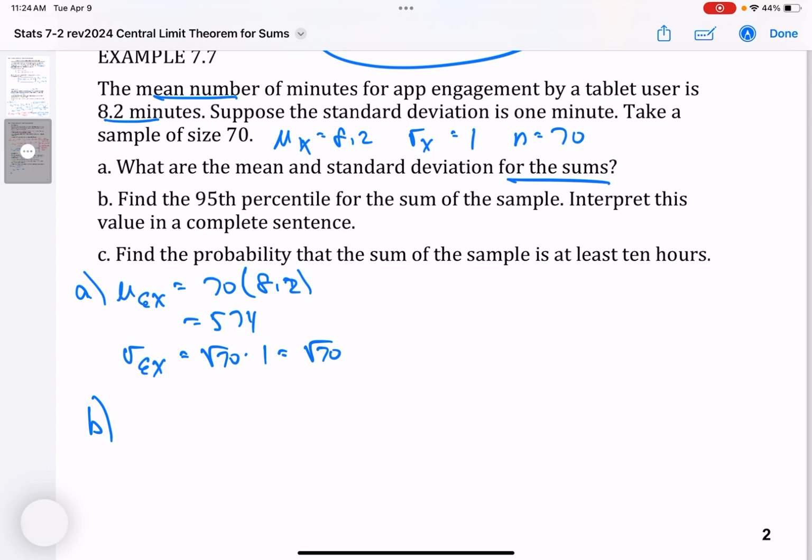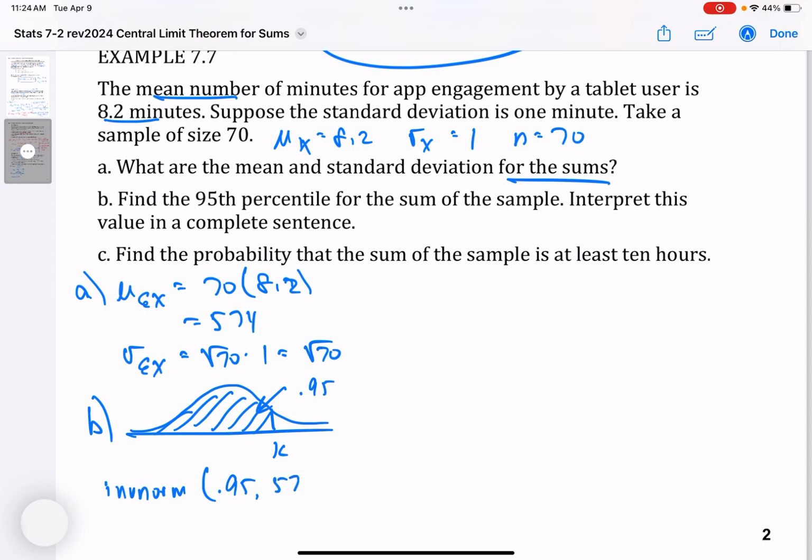So part B, find the 95th percentile for the sum of the sample and interpret this in a complete sentence. So for the 95th percentile, we're looking for this value here, and we want this area to be 0.95. So like our last question, we use the inverse normal, with 0.95 as our area. Our mu is 574, and our standard deviation is square root 70. So we want to go ahead and plug that into our calculator.